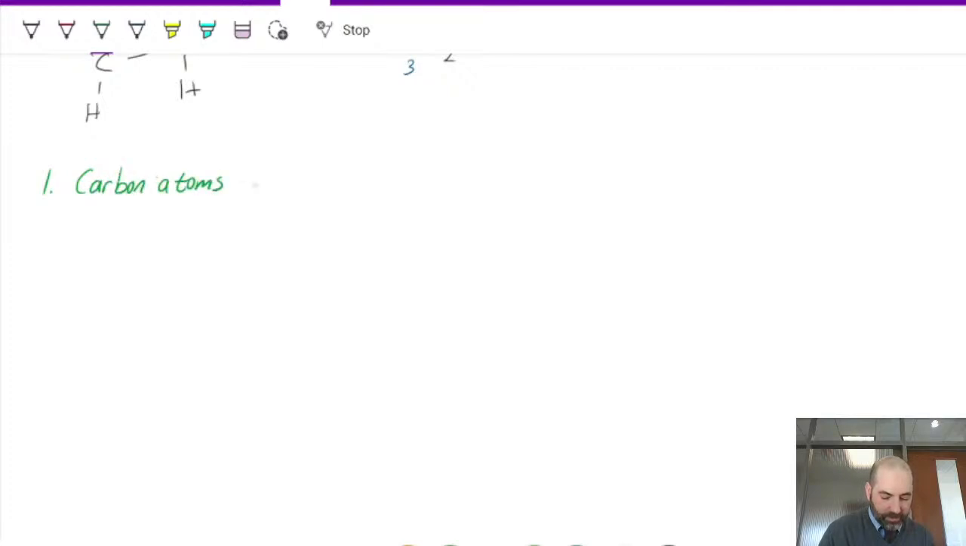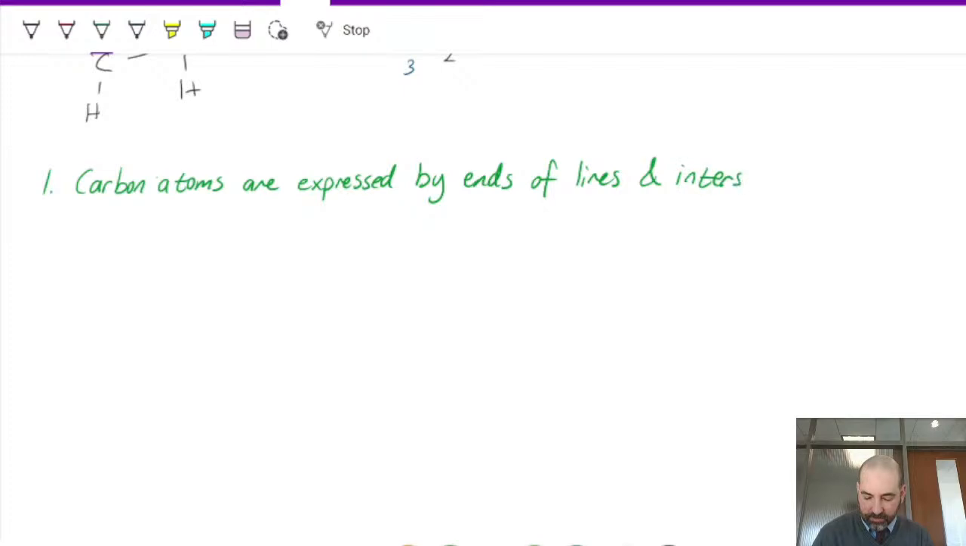that carbon atoms are expressed by ends of lines and intersections.